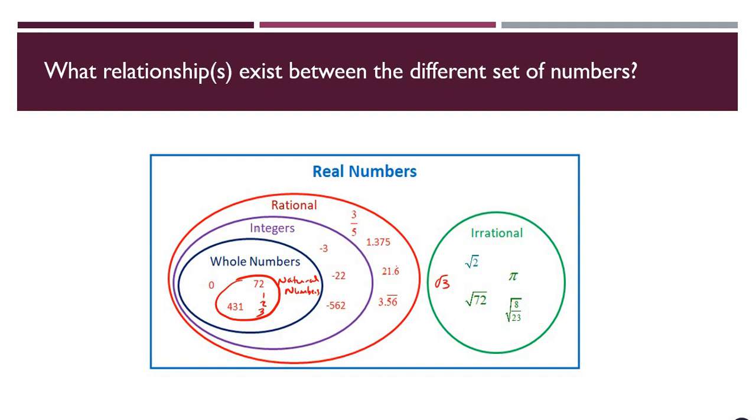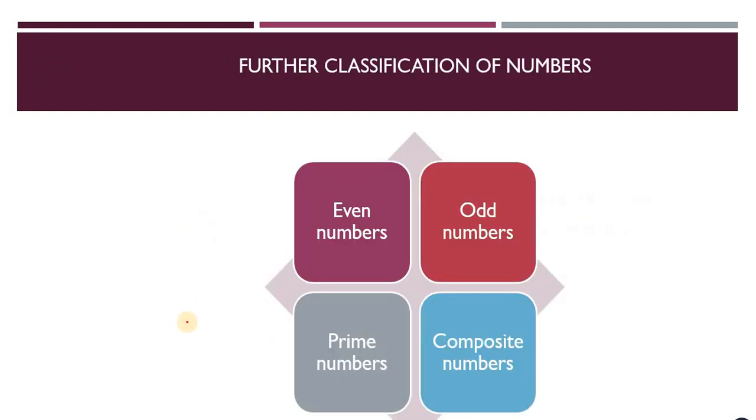Hopefully that was helpful. Now, further classification of numbers. We have even numbers, odd numbers, prime numbers, and composite numbers. We'll also look at multiples and factors, LCM, lowest common multiple, and highest common factor. We'll look at all of these in the next video. That is part 2 coming up next.